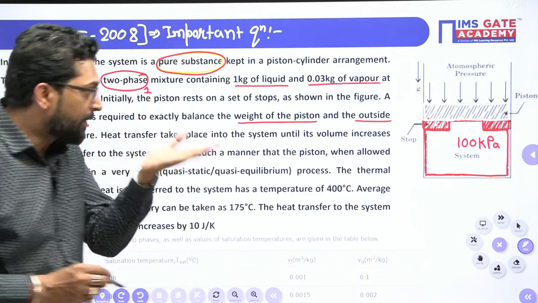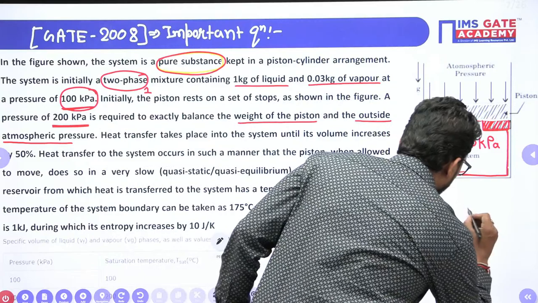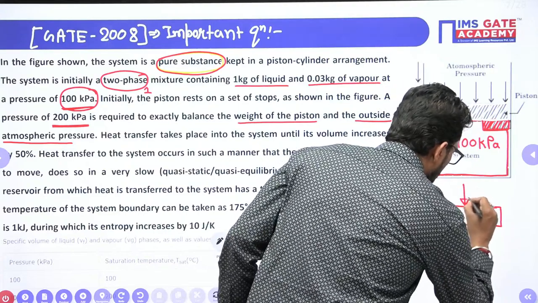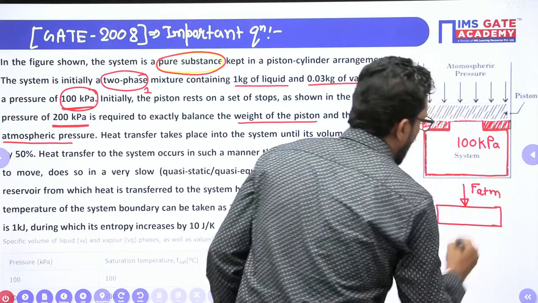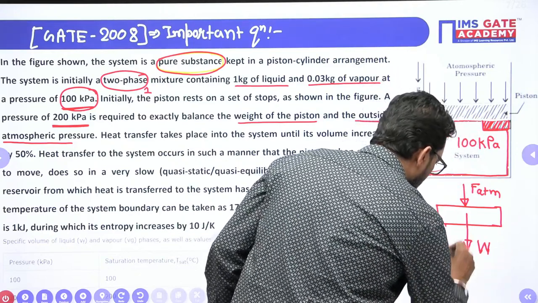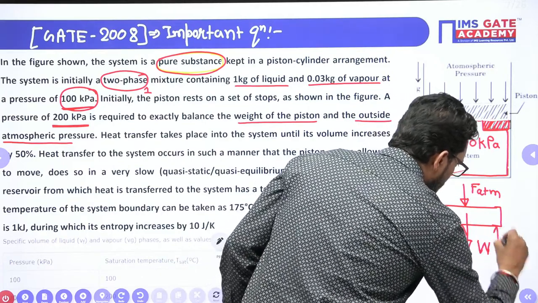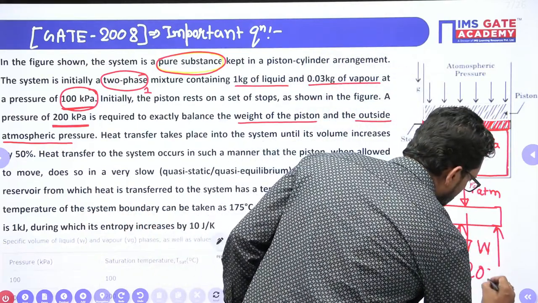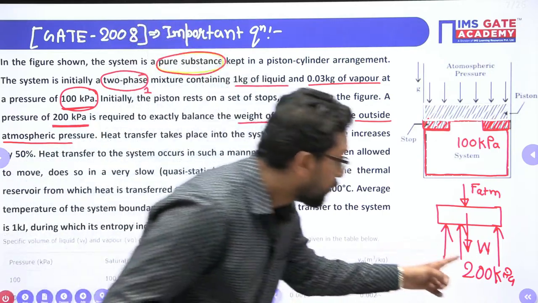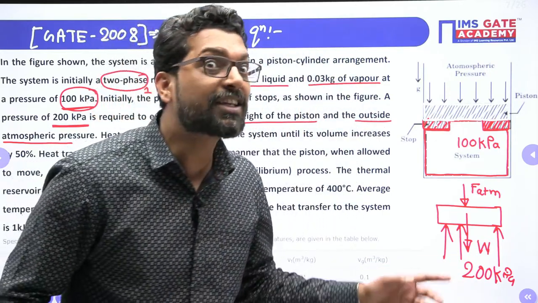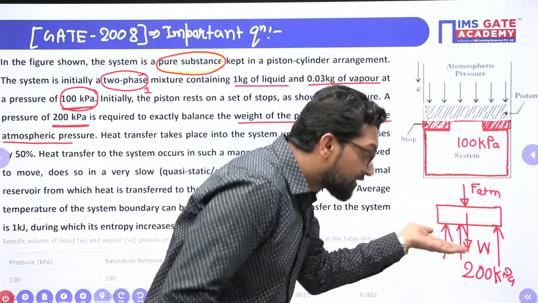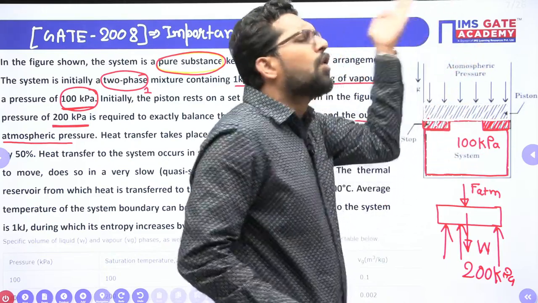And for this 200 kilopascal pressure, if you draw it, beta, that means if this is your piston, there must be a force due to the atmosphere and due to the weight of the piston. This must be balanced by 200 kilopascal. That means what is the motivation? 200 kilopascal is your equilibrium pressure, and due to this pressure, the piston will just move in a quasi-static manner.